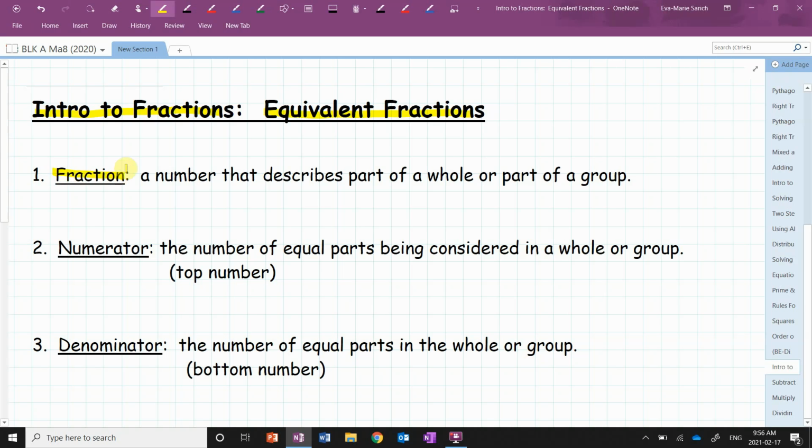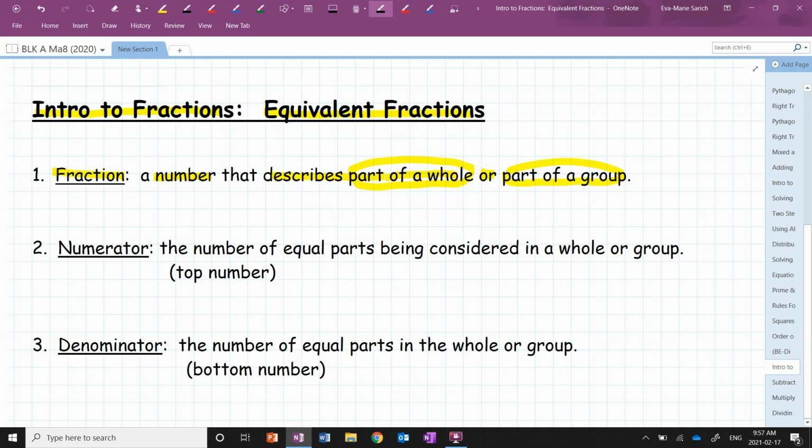Okay? So fractions are basically a number. I know we talk about the two numbers in fractions and we have names for them, the top and the bottom number, but really when they're put together they become a number. And it's a number that describes part of a whole, okay? Or part of a group.